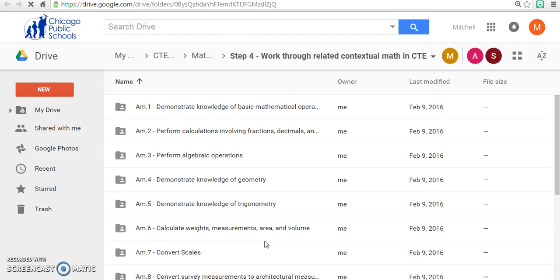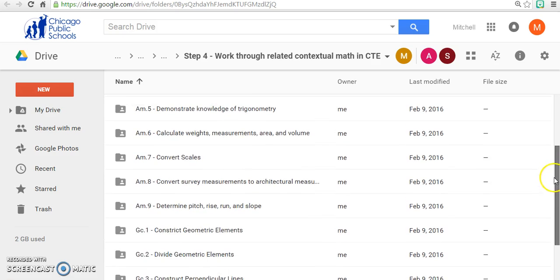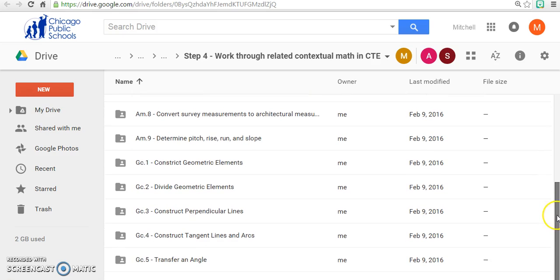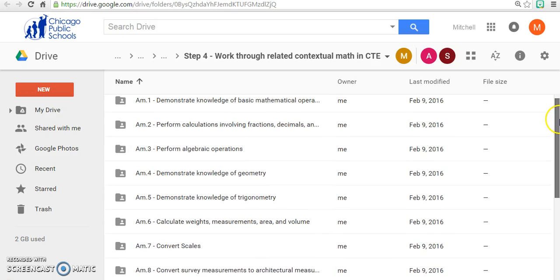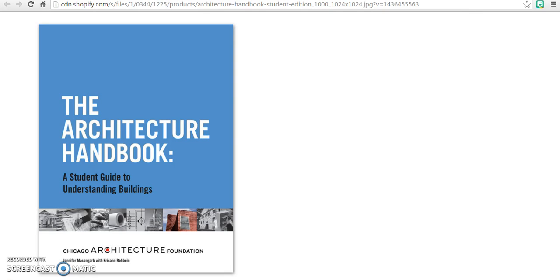This folder contains many more folders, each for the different standards that you have that involve mathematics. So those cards that you have that have all the different standards listed on them, we pulled out all of the ones that are involved in math. GC stands for Geometric Construction, AM is Applied Mathematics. We pulled out these different standards and filled these folders in Steps 4 and Step 5 with some resources for you. So in the Step 4 folder here, we have the math problems from the Architecture Handbook already identified for your use.